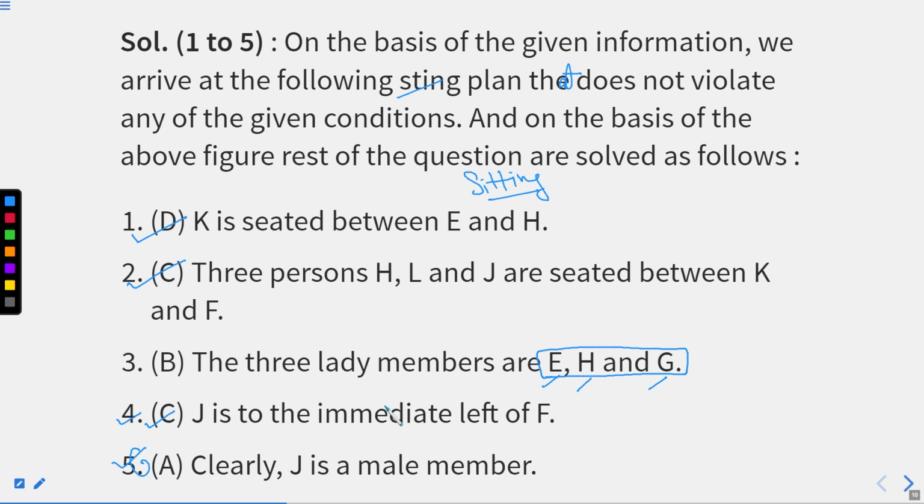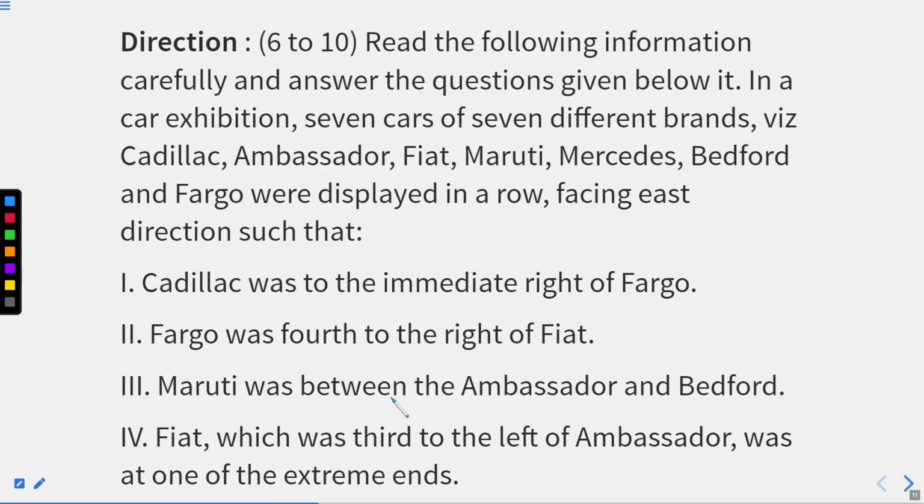So taking care of all these points in mind, we'll move to the next set of questions, that are question number 6 to 10. Here we are going to deal with a different kind of instructions. For that, read the direction first, that says: read the following information carefully and answer the questions given below it. In a car exhibition, now no person is there, it is a car exhibition. So here we are supposed to arrange cars in a particular order. So a total of 7 cars.